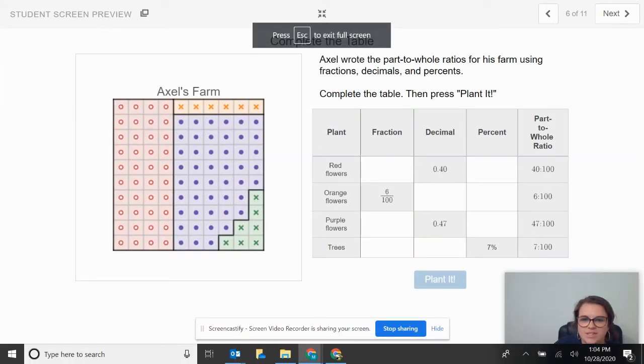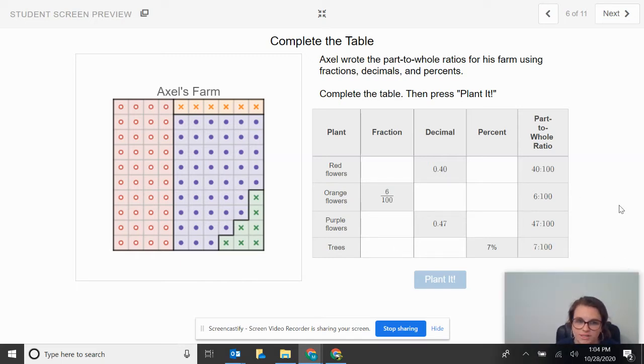Hello students, today we are going to be talking about how to represent a part to whole comparison in 3 different ways. We're going to be talking about how to write a part to whole comparison in a fraction, in a decimal, and in a percent. In this Desmos activity, you're going to be able to write a ratio in a fraction, decimal, and percent. Let's go ahead and get started.